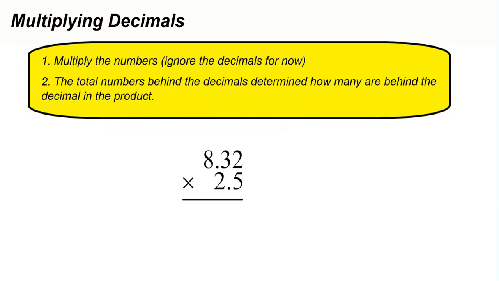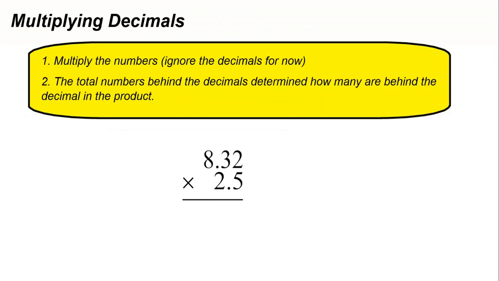So multiplying decimals. Recall, you just multiply the numbers, ignoring the decimals for now. Then to determine where the decimal goes in the product, the total number of digits behind the decimal in the problem determines how many digits are behind the decimal in the product. For example, we have 8.32 times 2.5.